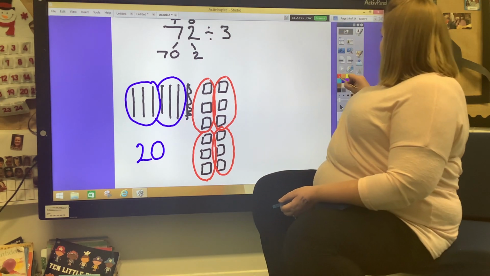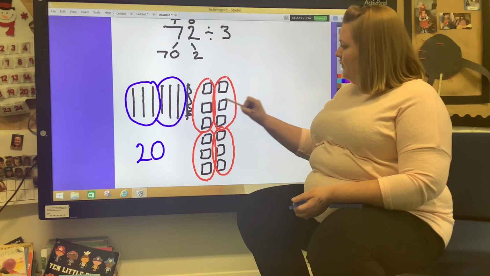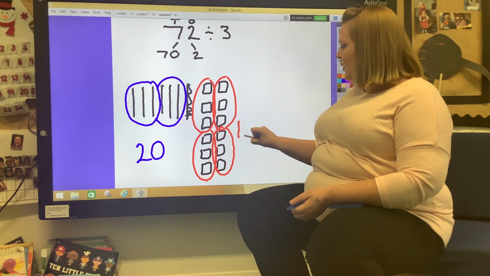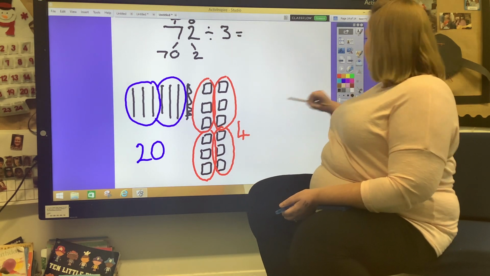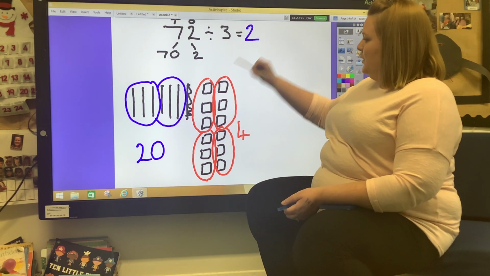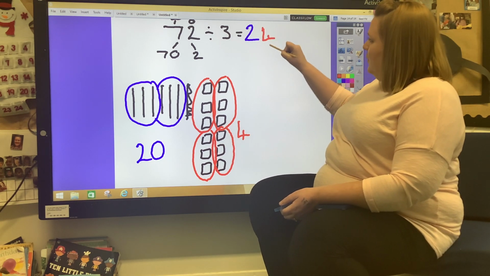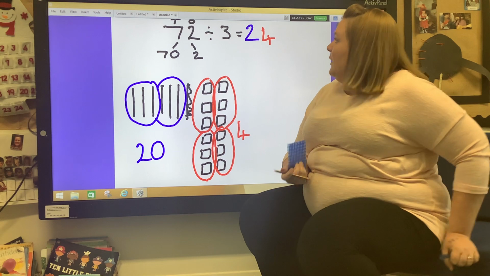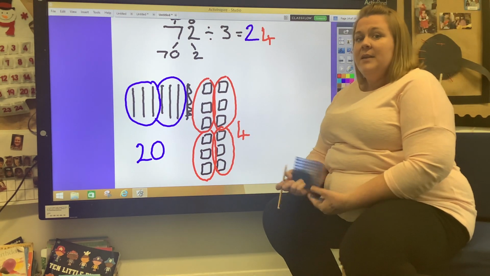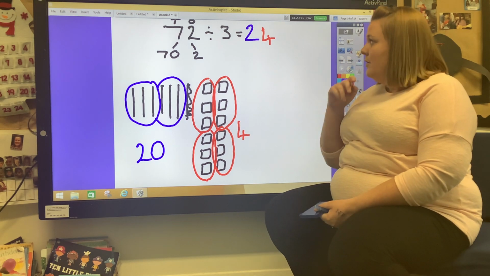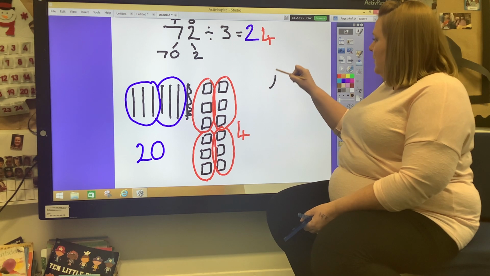When we work with our 1s then, how many lots of 3 have I been able to fit into my 1s? 1, 2, 3, 4, and they are 1s, so it is just equivalent to 4. So we can record our answer then as 20, which we got from our 10s, and 4, which we got from our ones. When the children move to the later stages of year 3, and certainly as they start to move into year 4, they will transition to a method which looks a little more like this.